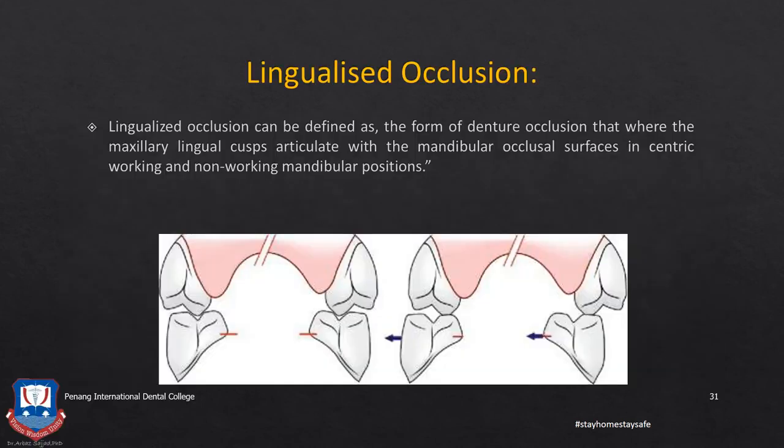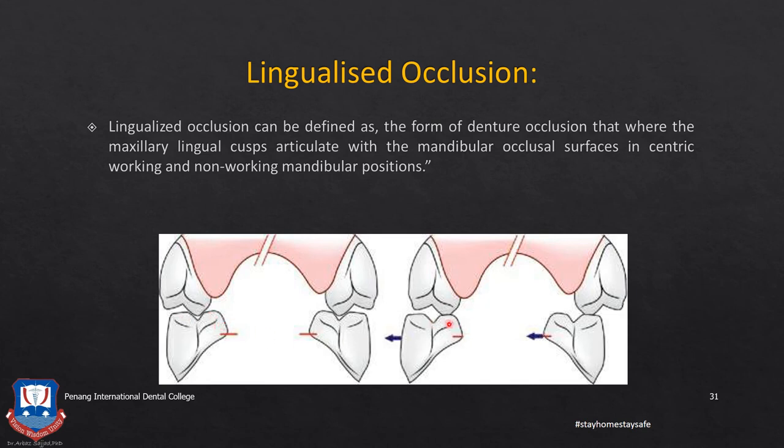Next, coming to the lingualized occlusion. Lingualized occlusion can be defined as a form of denture occlusion where the maxillary lingual cusps articulate with the mandibular central occlusal surface. That is, they articulate with the central fossa of the occlusal surfaces in centric, working and non-working mandibular positions. So these are maxillary teeth with a prominent palatal cusp, and mandibular teeth that generally have shallow cuspal inclines. And in centric relation or centric occlusion, only the palatal cusp of the maxillary teeth articulates with the central fossa of the mandibular posterior teeth.